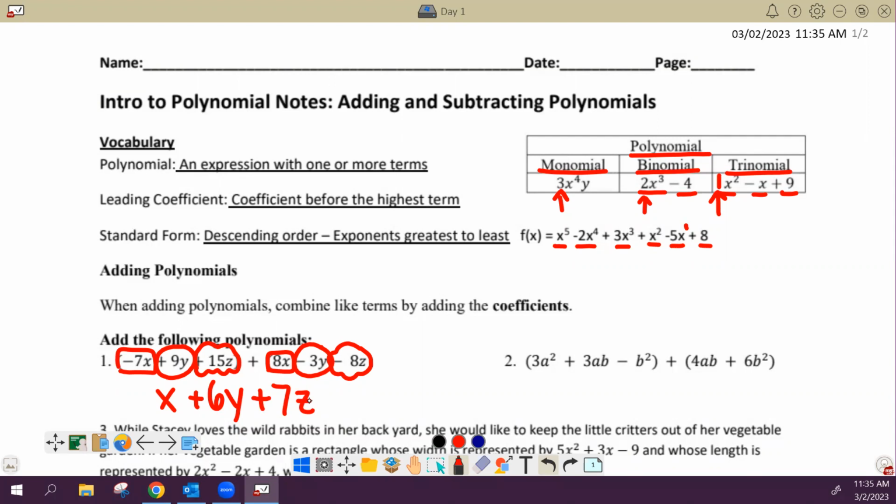So now number 2, that's another one we're adding, and I know it's adding because there's a plus sign in the middle. Again, look at the parentheses. There's nothing out front that needs to distribute, so we can ignore the parentheses and just combine the like terms. So I'm going to start with the one on the left. 3a squared doesn't have a partner. So I'm just going to bring it down. 3a squared. 3ab has a like term with 4ab. If I add those coefficients, 3 plus 4 is 7.